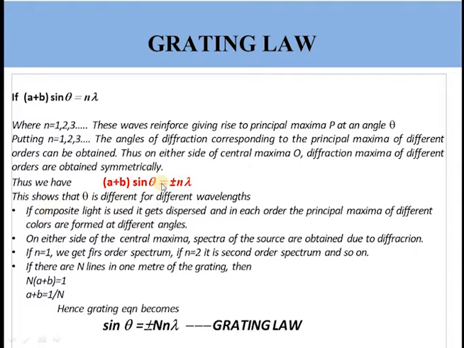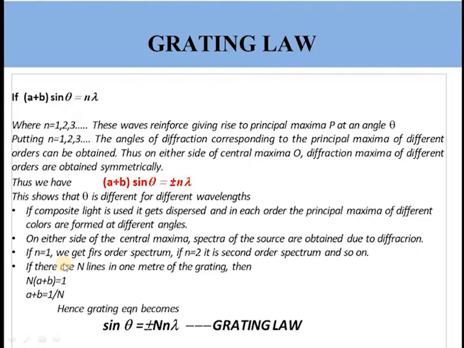And if you are using a monochromatic light, it will be having a single wavelength. Then you will get a central maxima. Then you will get a first principal maximum, then second principal maximum corresponding to second order, third order, and like that.